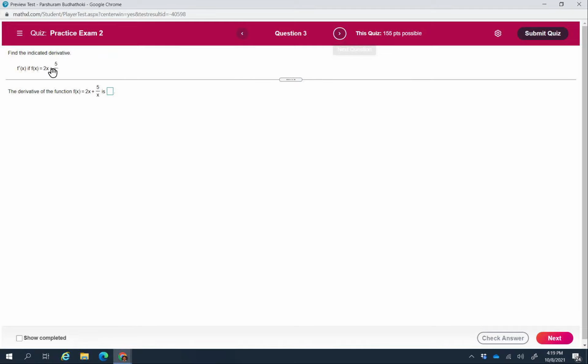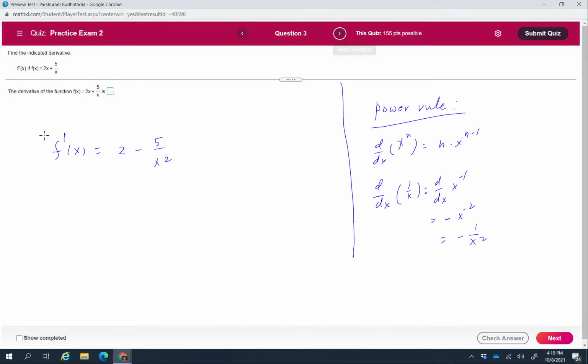We have a given function, 2x plus 5 over x, and we need to find the derivative. We can just use the power rule. Power rule means if you have x to the power n, then the derivative of x to the power n is n times x to the power n minus 1.